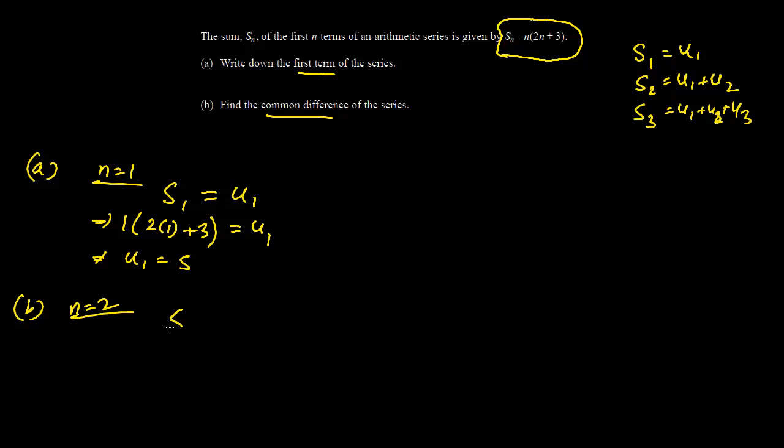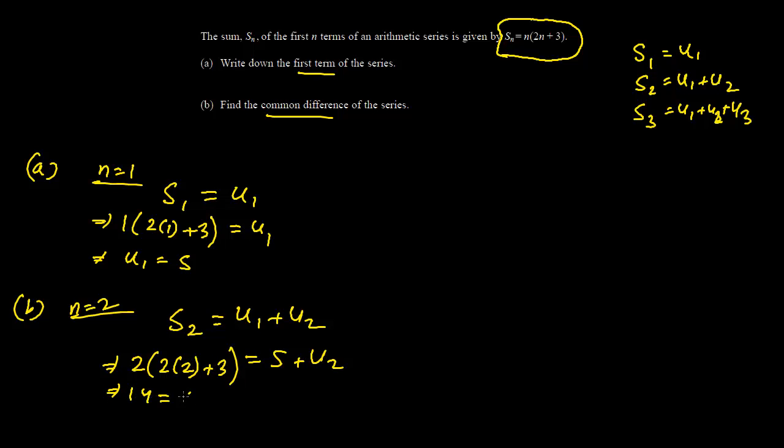So you know, if you put n equals 2, you will get S2, which is U1 plus U2. So S2, if you use this expression that they have given, would be 2 times 4 plus 3. U1 we already know, which is 5. We don't know what U2 is. So this is going to be 2 times 4, 8, plus 3 is 11... so we have 14 equals 5 plus U sub 2. Therefore, U sub 2, the second term, is going to be 14 minus 5, which is 9.